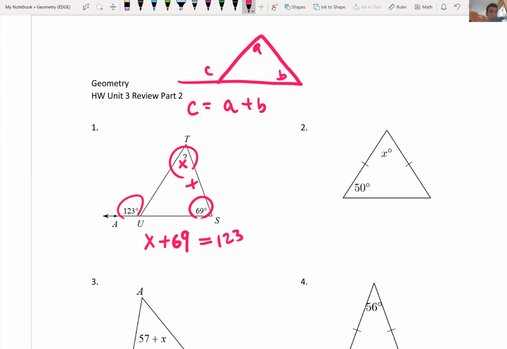So what do you have to do? Don't you just have to subtract 69? Subtract. Yeah, so Leo, what did you get for X? X equals 54. Yeah, 54. So X equals 54. Does that make sense?